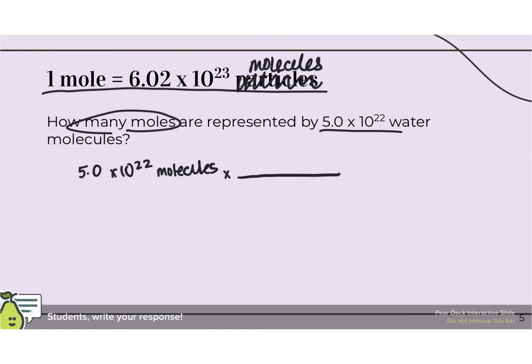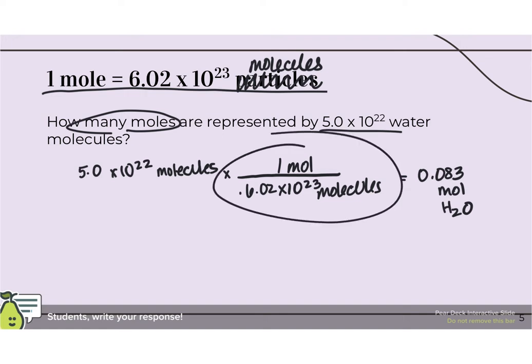So I know that there are 6.02 times 10 to the 23rd molecules in a mole, always. Doesn't matter what it is, there's always that many molecules in 1 mole. So now I'm going to divide by that Avogadro's number because it's in the bottom of that fraction doing this factor label. So now I have that many moles of water. Okay, so again, I'm just using this as a conversion factor to convert from one thing to another.